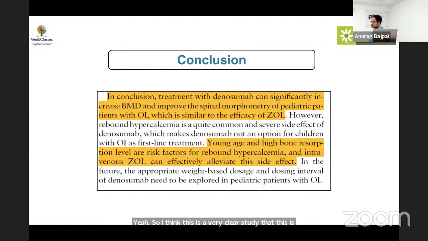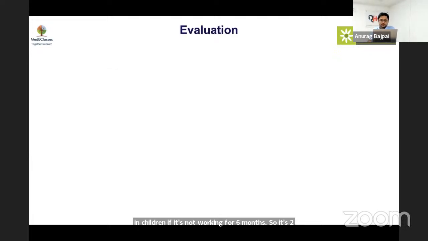This is a very well established drug in adult osteoporosis. But I think there are so many things. Probably there is not much pharmacokinetic and pharmacodynamic data in children. Maybe it's not working for 6 months. So it's too premature a trial which has been done. So carry on with the further evaluation.